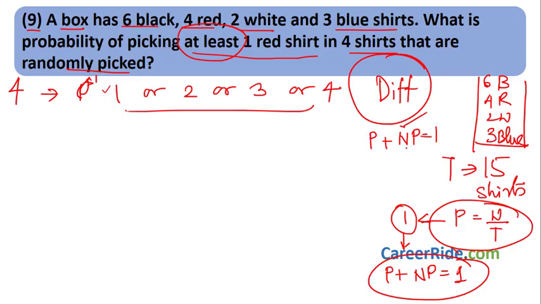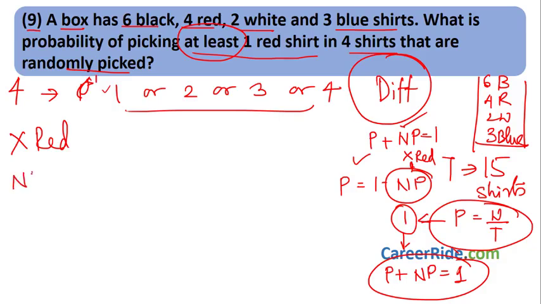So you can have only 0 red shirts where at least one red is not there. If we choose 2 red shirts, at least one red comes; 3, at least one red comes; 4, at least one red comes. When you choose no red shirt at all, only then can we say there is not even one red. So the probability of choosing at least one red shirt plus the probability of choosing no red shirt at all is 1. So the probability of choosing at least one red shirt is 1 minus the probability of choosing no red shirt at all. Okay, so let us now go on to find the probability of not choosing a red shirt.